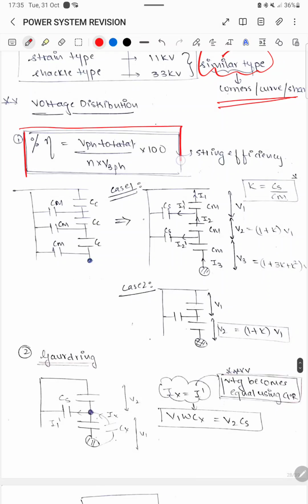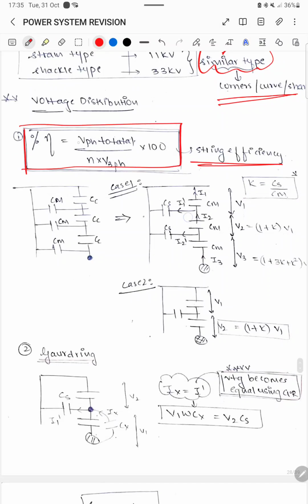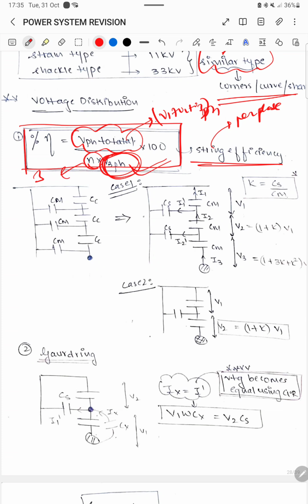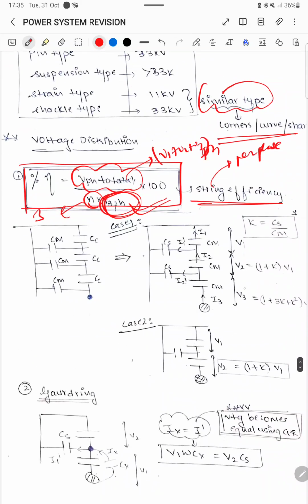Now coming to a very important concept of voltage distribution. The first concept we will be looking at is string efficiency. String efficiency is calculated per phase. In the numerator you will have the total voltage, that is V1 plus V2 plus V3 and so on per phase, upon N. So for 3 phase N is 3. Basically we'll take the voltage that is closest to the conductor in the denominator. String efficiency is basically V total per phase upon N into V3 per phase, into 100.